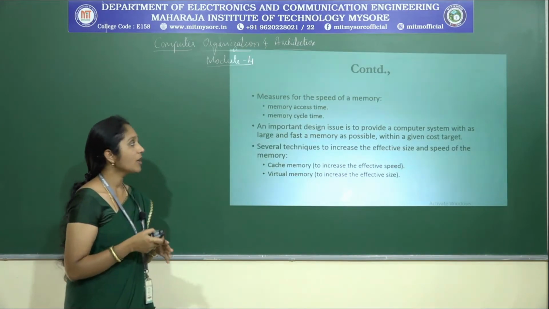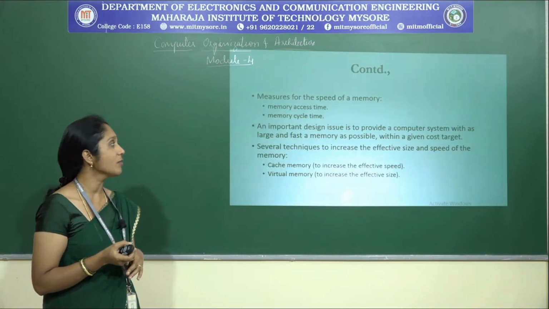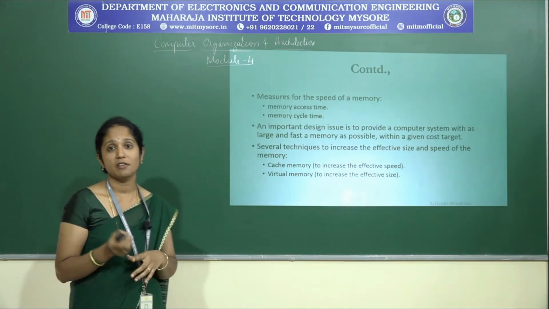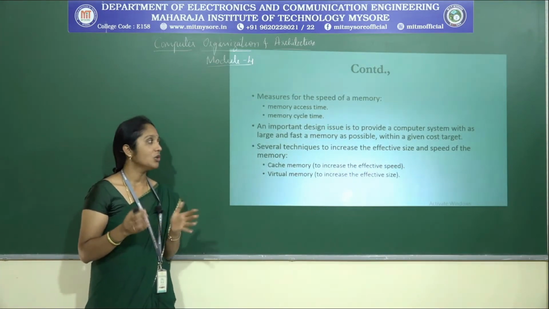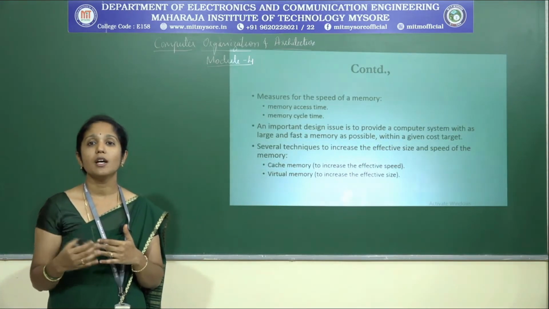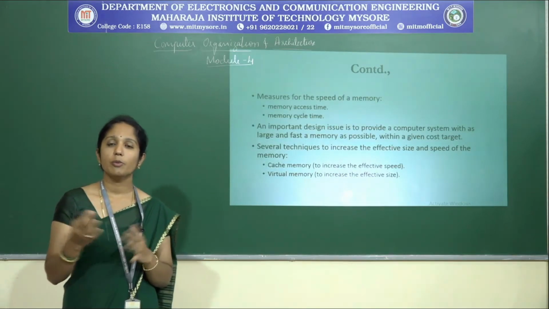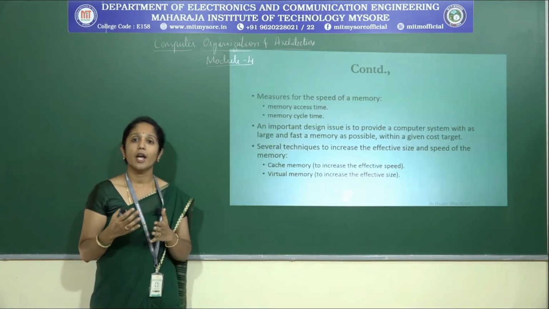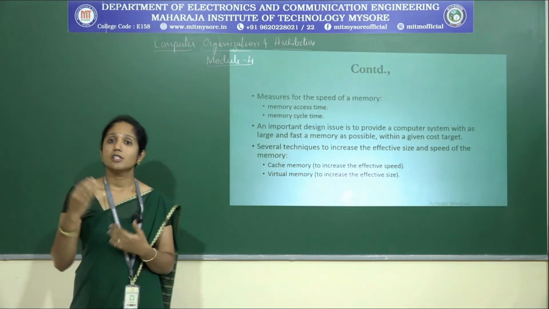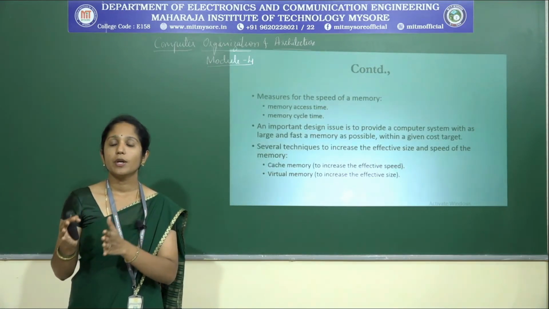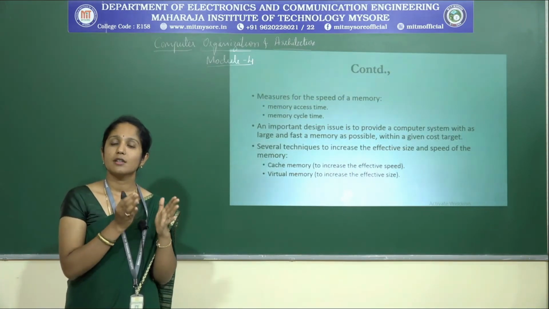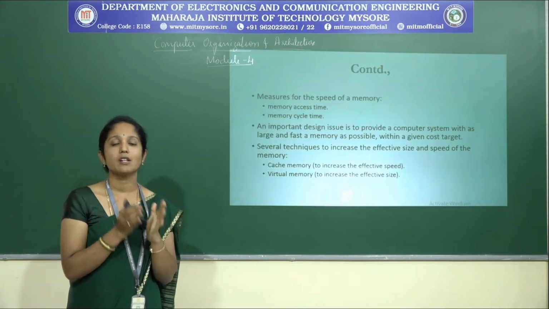Next, an important design issue is to provide a computer system with as large and as fast a memory as possible within a given cost target. We discussed at the beginning that we need the fastest memory and the largest memory, and at the same time we want the cost to be low. In order to incorporate all this, we are going to discuss how we can apparently increase the size and the speed of a memory system while keeping the cost low. If you consider the cache memory, it is the fastest memory but the smallest memory.